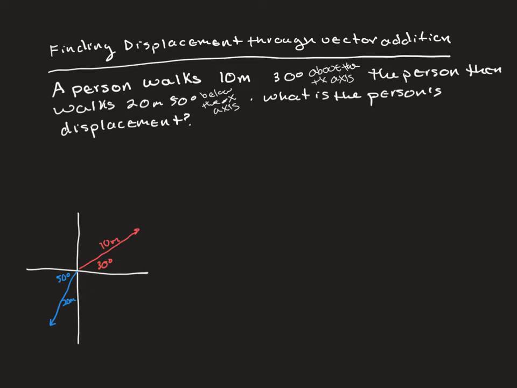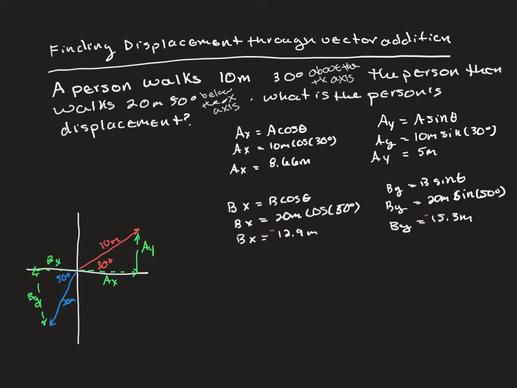Now that I have my diagram, I can use my trig functions in order to break these vectors into components. So we're going to have A_x and A_y, and then B_x and B_y. And for both of these cases, our angles are adjacent to the x component and opposite to the y component. So I'm going to use cosine for x and sine for y. Alright, so you can see here I have used cosine for the x components and sine for the y components.